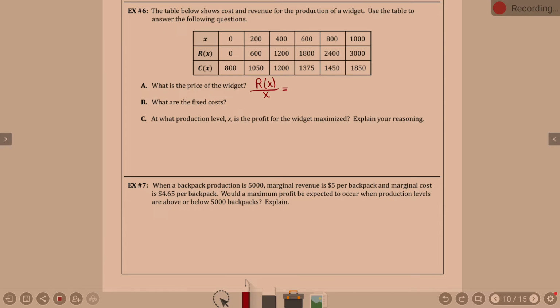So the idea, if I just take 600 divided by 200, how much is a widget? 3. And that would be $3. We're assuming dollars just because it's revenue and cost.